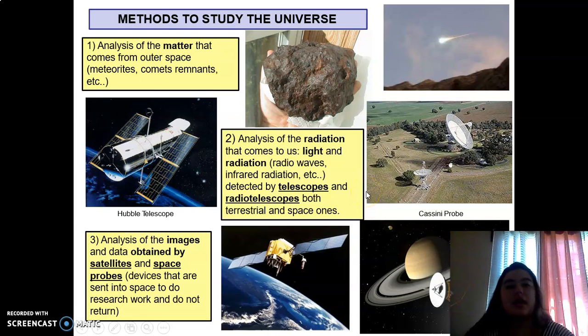Methods to study the universe. The first one is analysis of the matter that comes from outer space. The second one is analysis of the radiation that comes to us, light and radiation like radio waves, infrared radiation, etc., detected by telescopes and radio telescopes, both terrestrial and space ones. And the third one, analysis of the images and data obtained by satellites and space probes, devices that are sent into space to do research work and don't return.